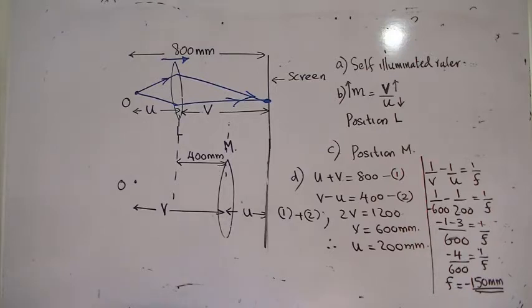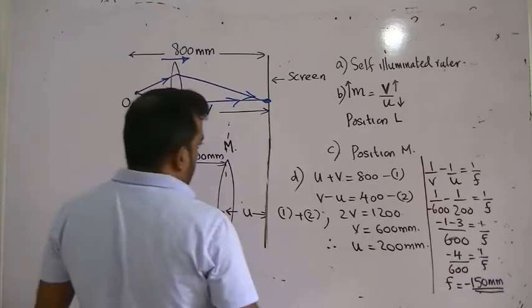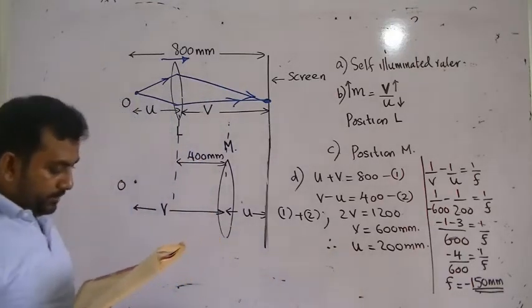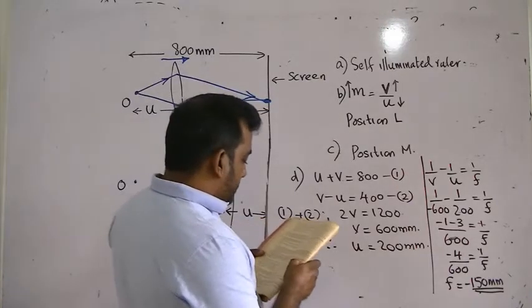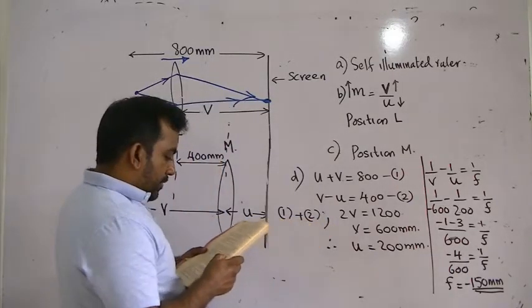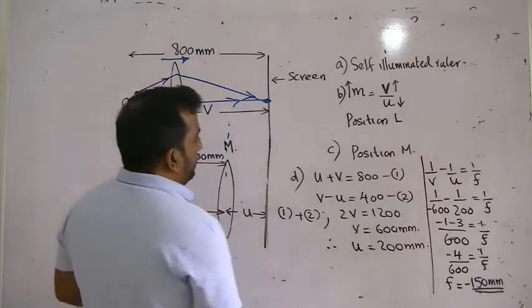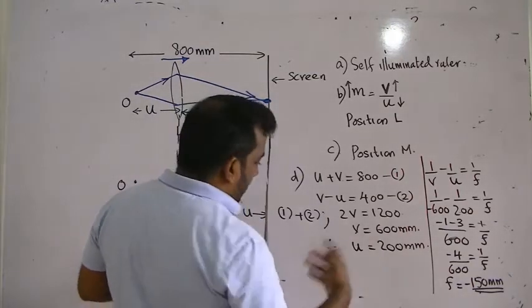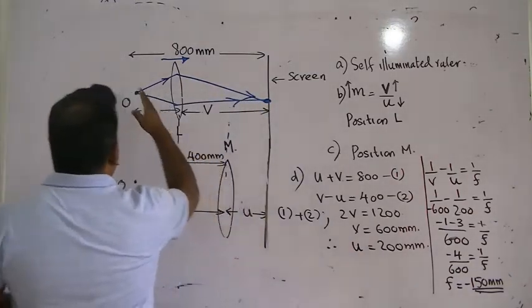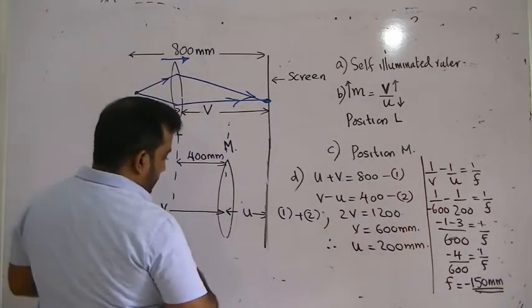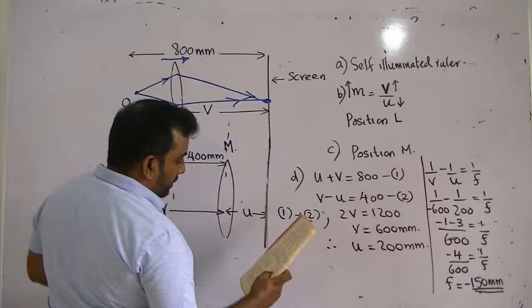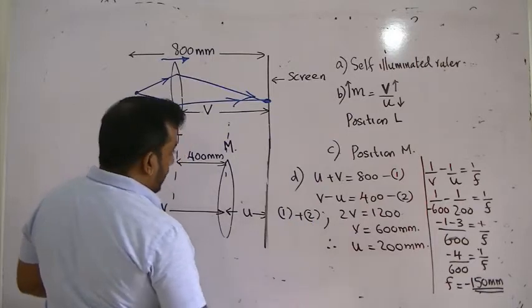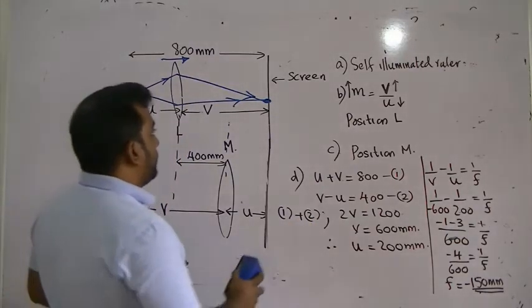Minus 150 millimeters. Okay? Right now, what is the minimum distance between the object and the screen for this experiment to be possible? This is your part E question.